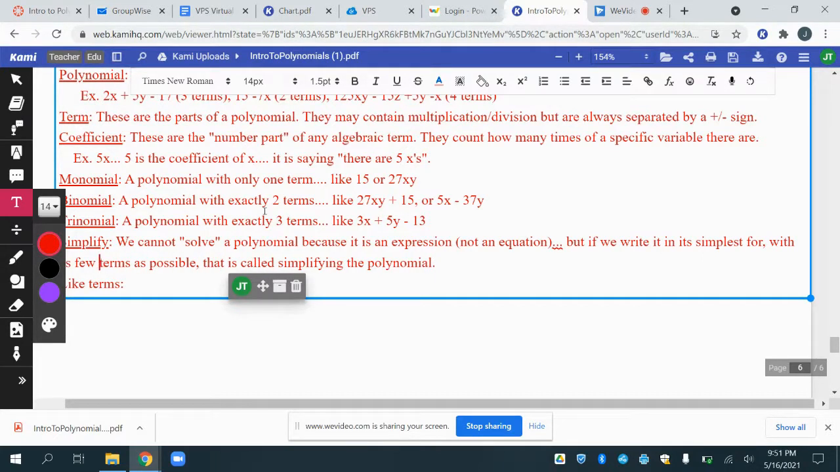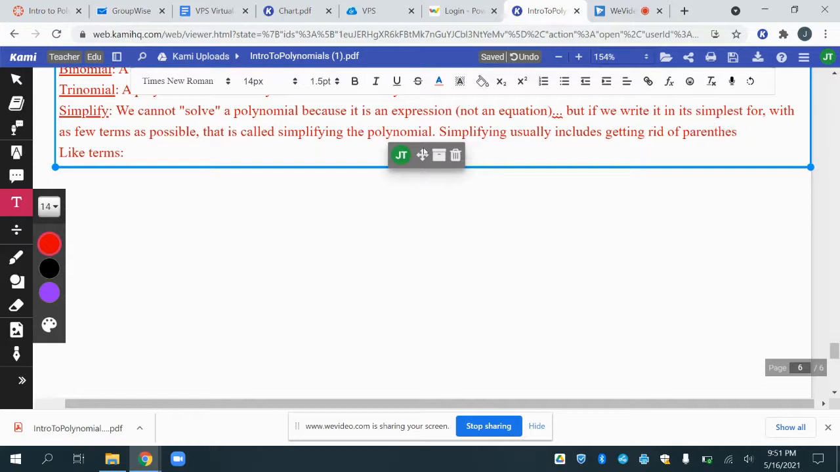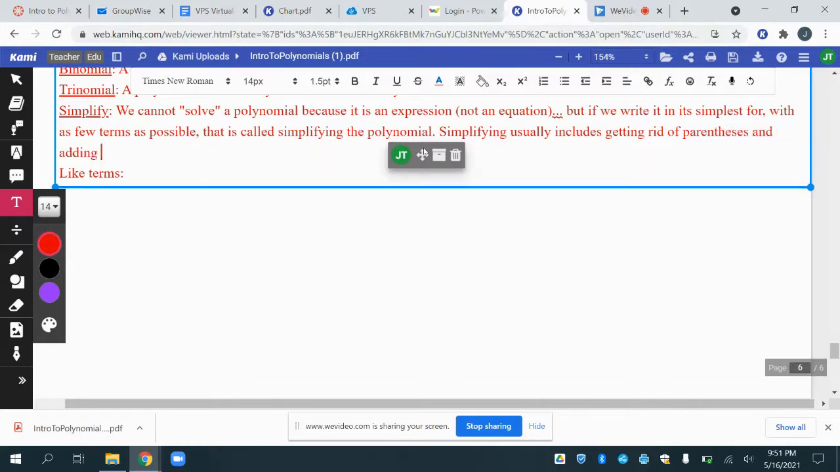All right. With as few terms as possible, we call that simplifying the polynomial. Simplifying usually includes getting rid of parentheses and adding like terms. And that's our last thing.